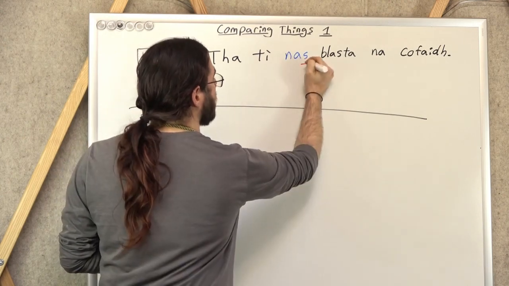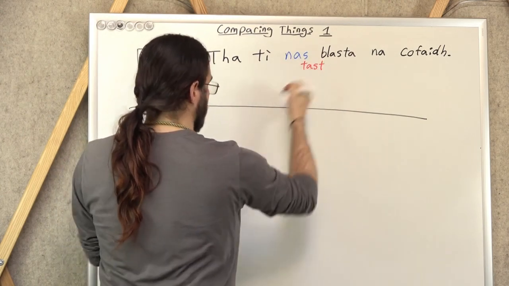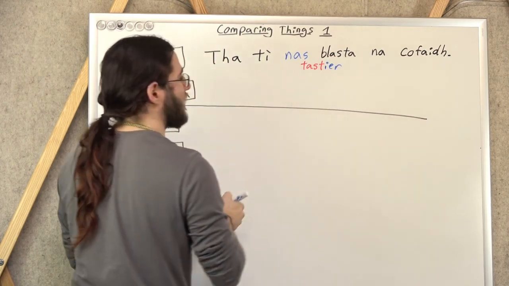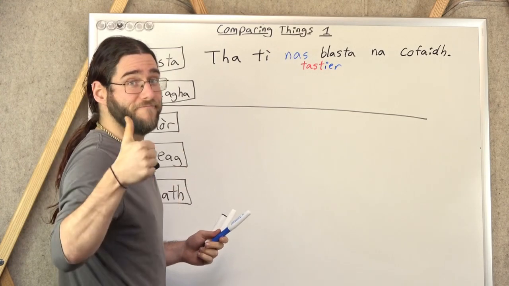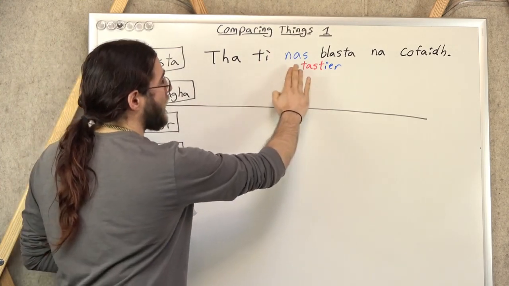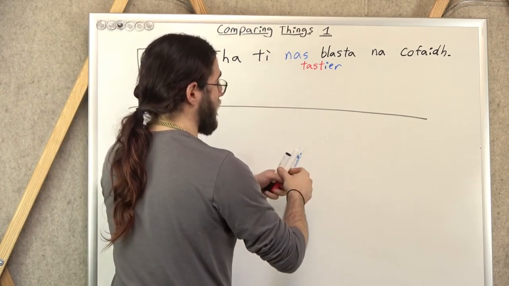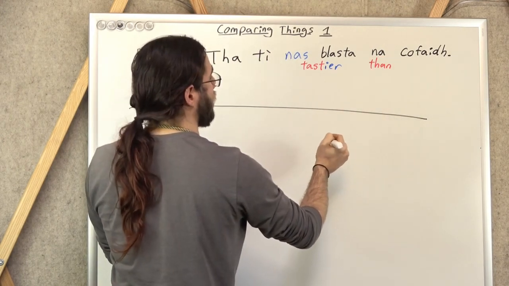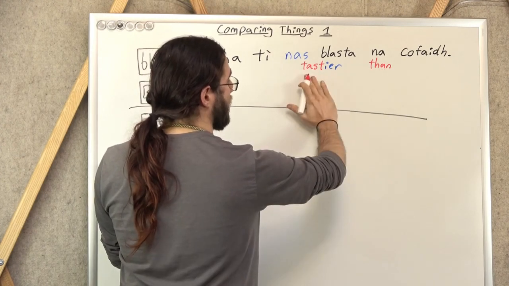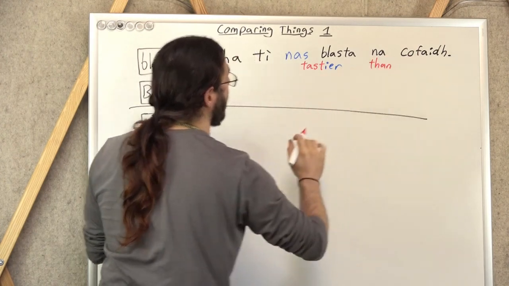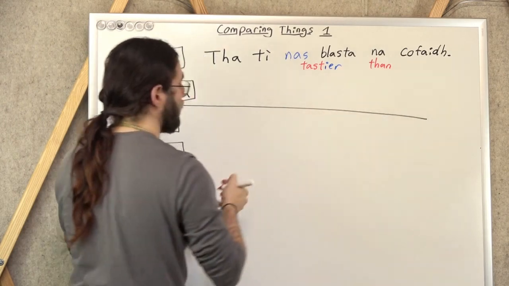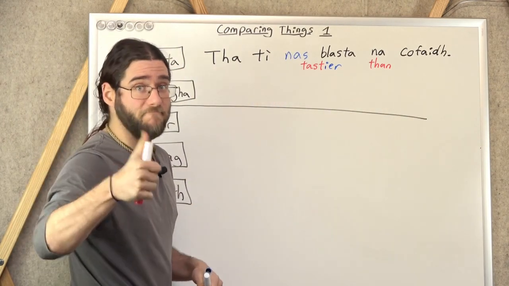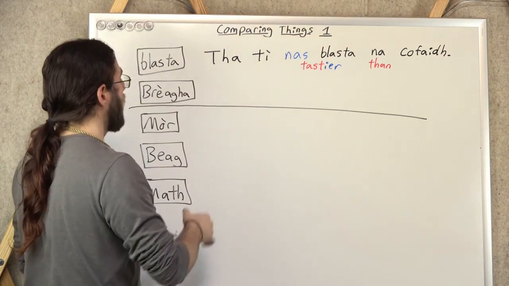Nas blasta. Tastier, or more delicious. Gleva. Ha ti nas blasta na coffee. Nas blasta na, tastier than coffee. Tea is tastier than coffee. Ha ti nas blasta na coffee. Gleva.